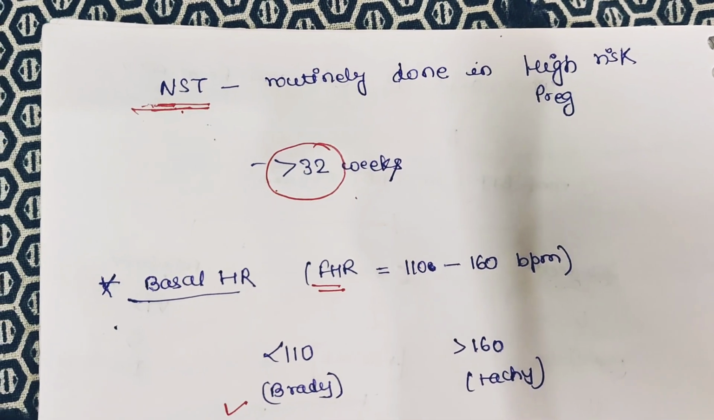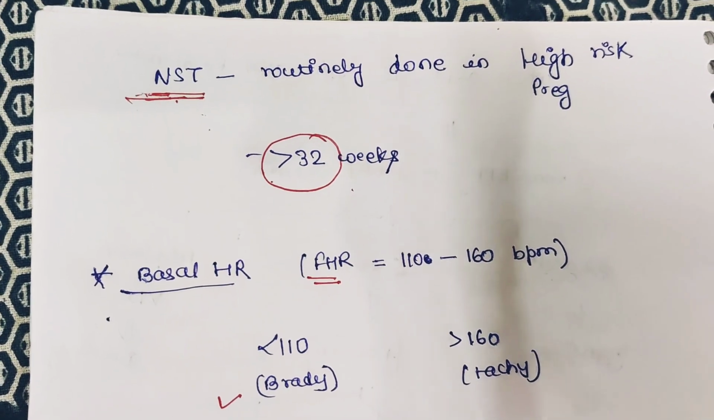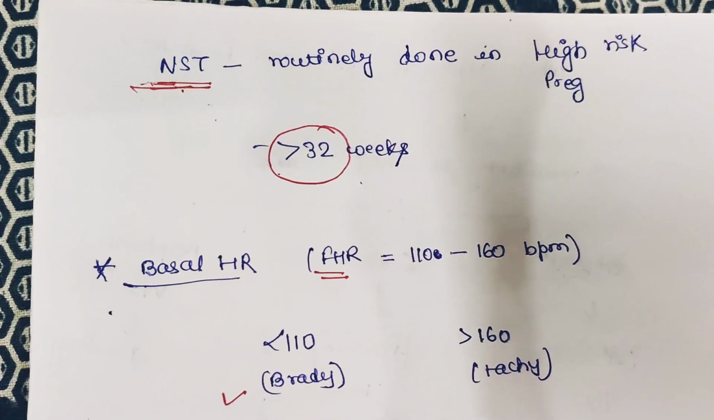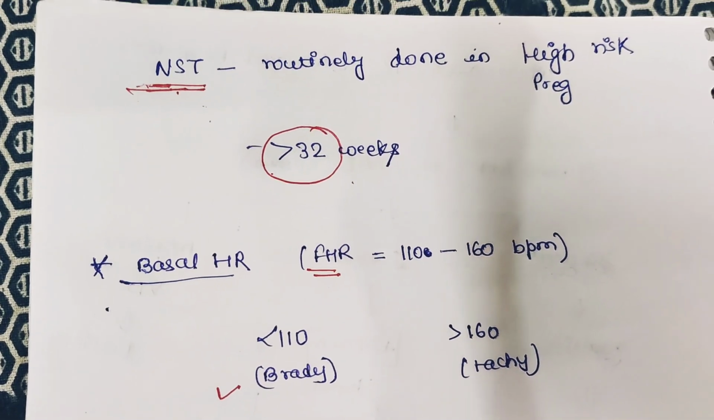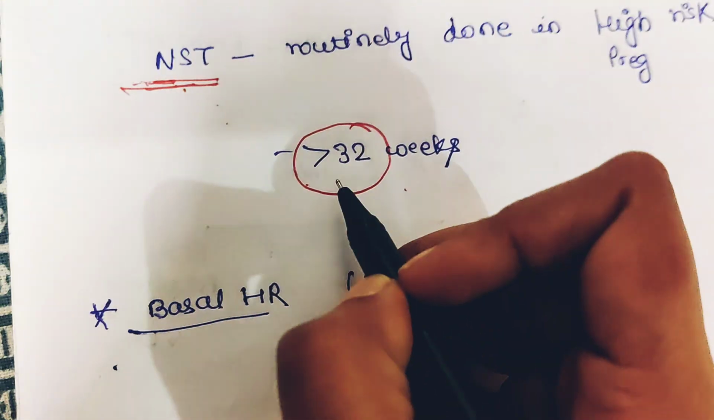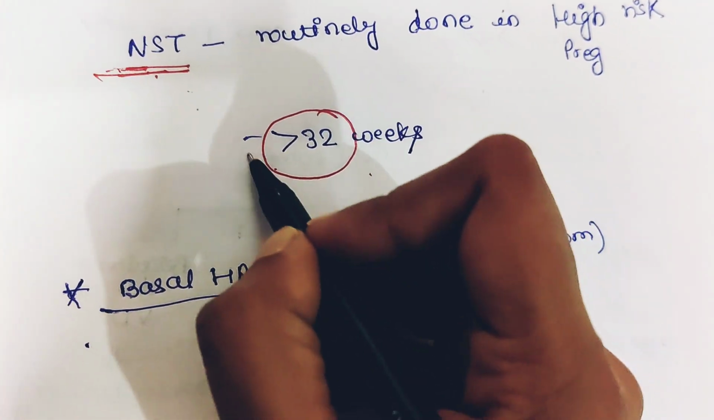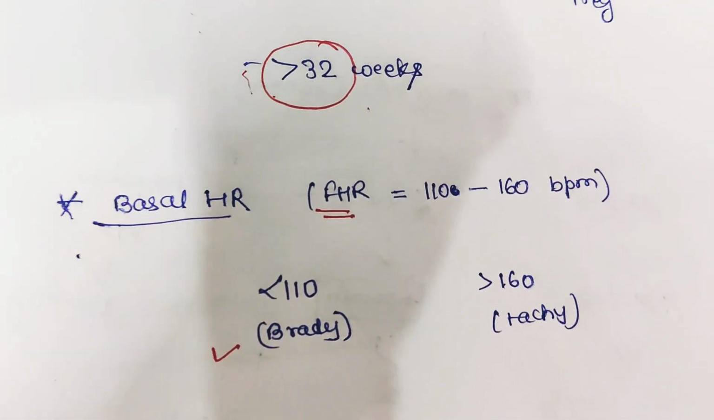Now we will see in whom NST is done. NST is routinely done in all high risk pregnancies like diabetes, hypertension, kidney disease, history of fetal death, and also in the patient who complains of decreased fetal movement. NST is done usually after 32 weeks, but in some cases it may be done before 32 weeks also.